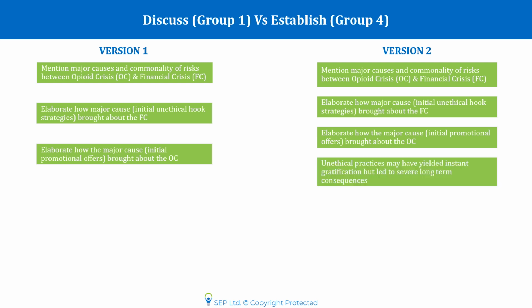Let us see what the fourth paragraph says. Well, the fourth paragraph is saying, oh, here the author's opinion has been stated. The author is saying it was the unethical practices that were mentioned in the earlier paragraphs that may have yielded instant gratification, that is short-term returns, benefits, but they led to severe long-term consequences in the form of crisis. So clearly here, the author is trying to provide his own opinion. He's trying to prove something. He's trying to prove that it was the unethical practices that brought about the long-term downside.